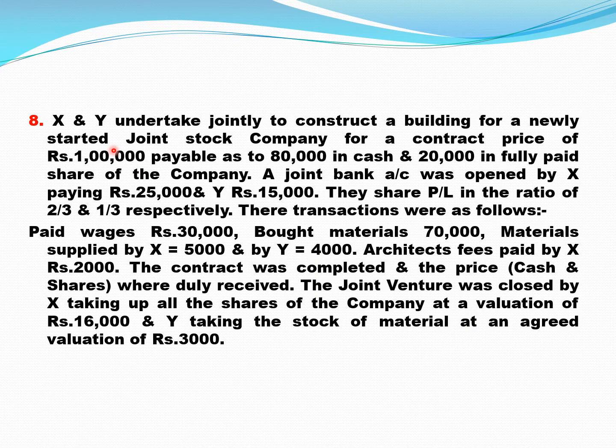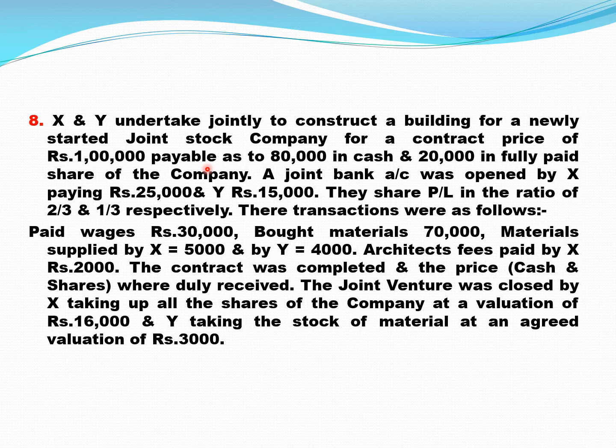X and Y undertake jointly to construct a building for a newly started joint stock company for a contract price of rupees 1 lakh. So the total value of the joint venture is 1 lakh. We can call this, in a simple way, sales. That means the total contract value on termination of the joint venture gives a revenue of 1 lakh. But this 1 lakh is payable 80,000 in cash and 20,000 in fully paid shares.